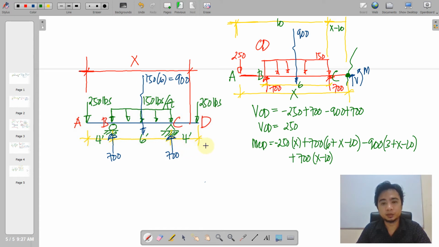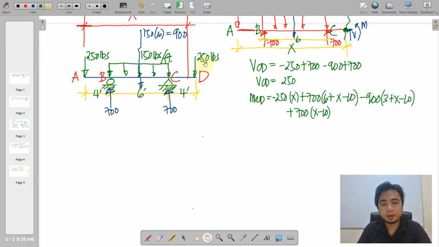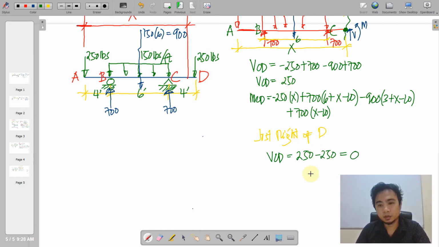Okay, so we can extend this equation just right of D, where we involve here 250. So we copy that and then deduct this 250, and of course it will close to 0. So this will be our equation. Of course you know what to do. Just assign again values for x if you intend to determine it per segment.